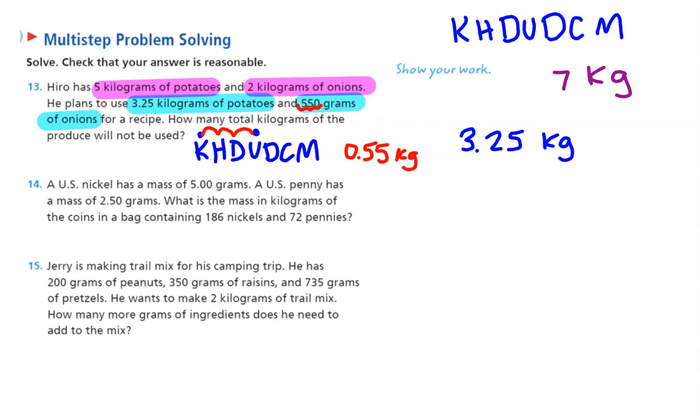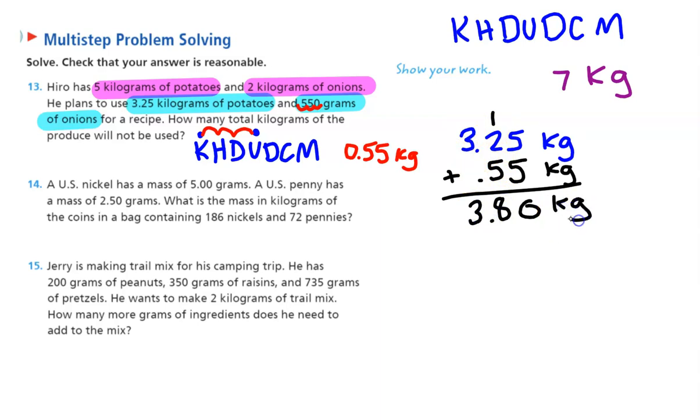Now, because of that, I can go ahead and add that over to here to show me he's got 0.55 kilograms of onions, which all together, 5, 6, 7, 8, and then 3. So he is using up 3.80 kilograms of food, right?